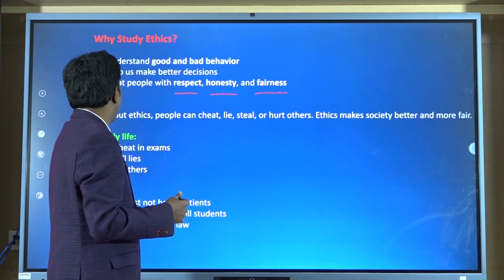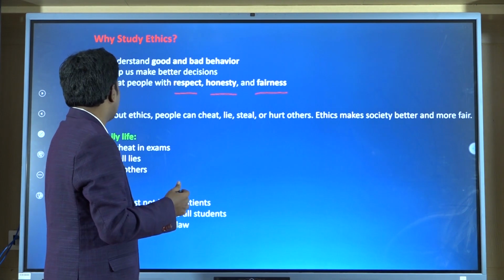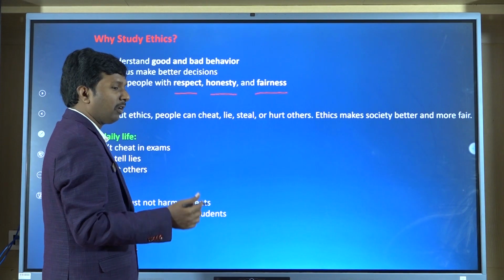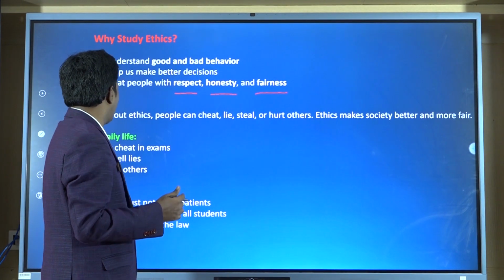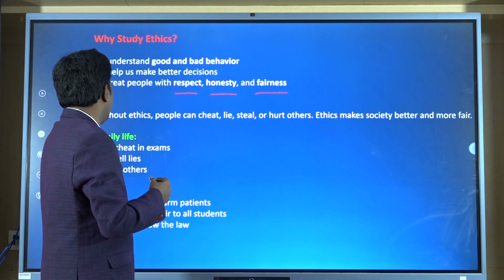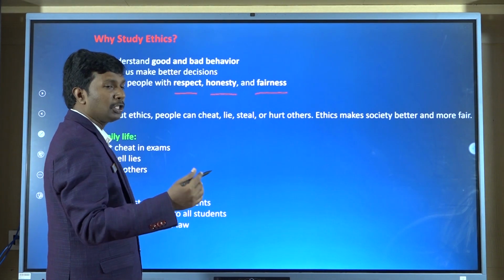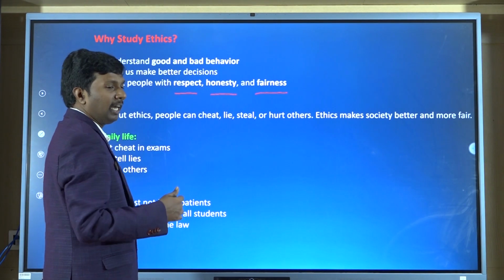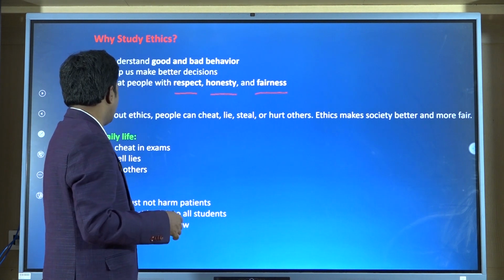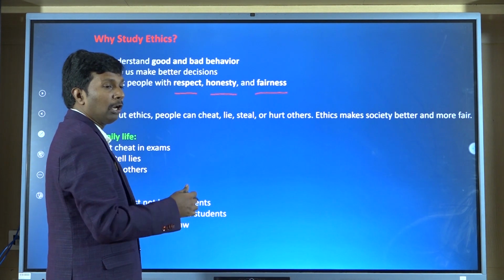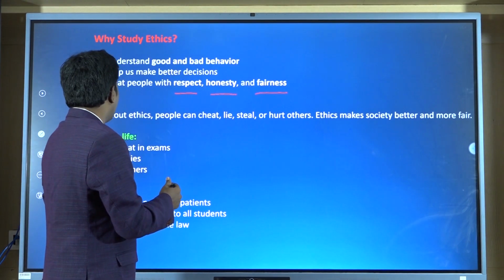We have to respect others. These are daily life examples. And in jobs, what are the examples of ethics? A doctor must not harm patients. Teachers must be fair to all students, and people must follow the law. These are different job professions, and we have to follow these ethics.